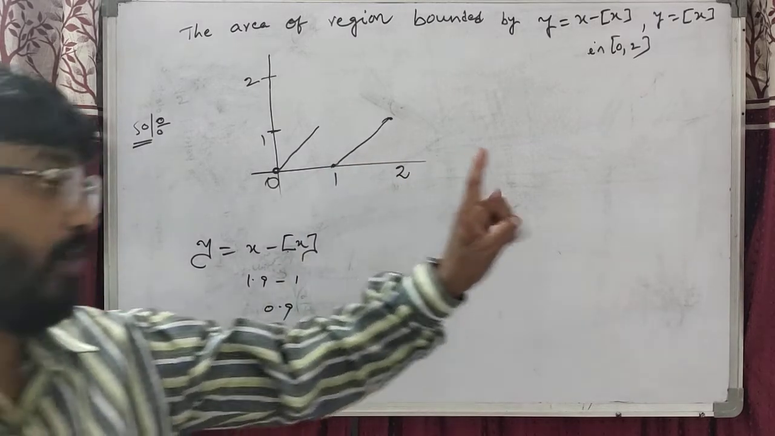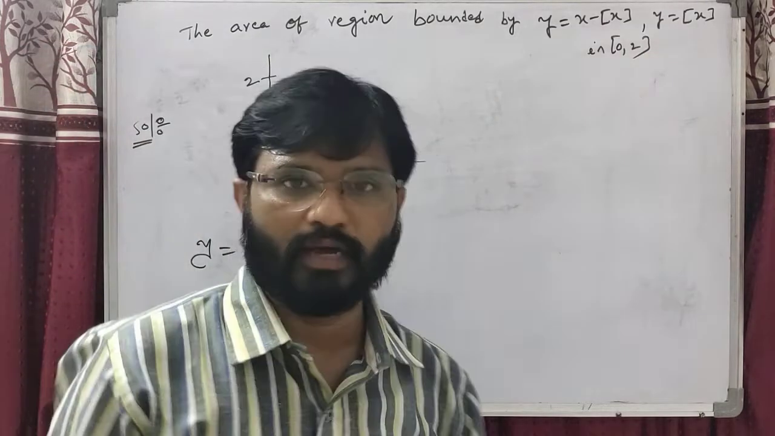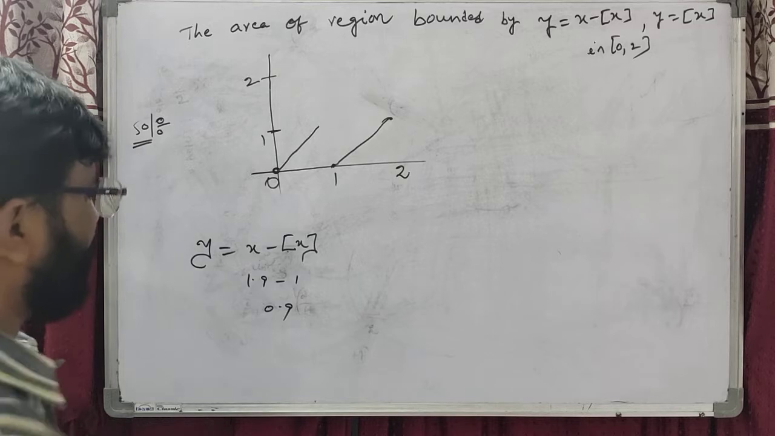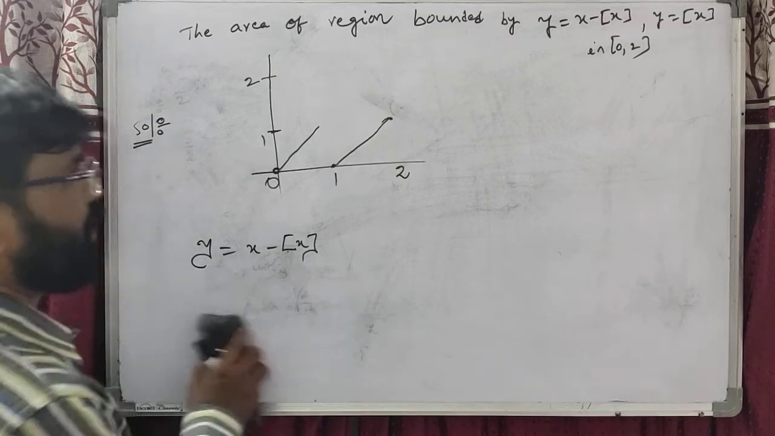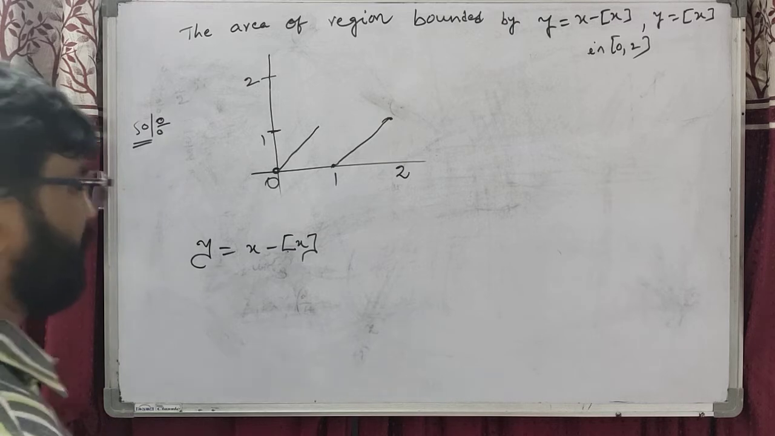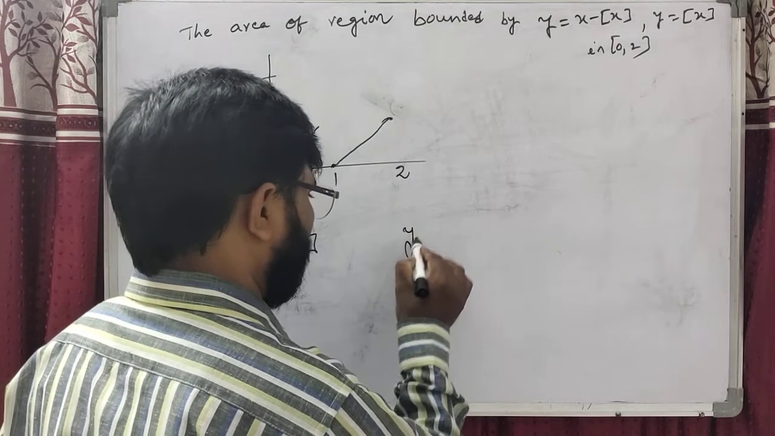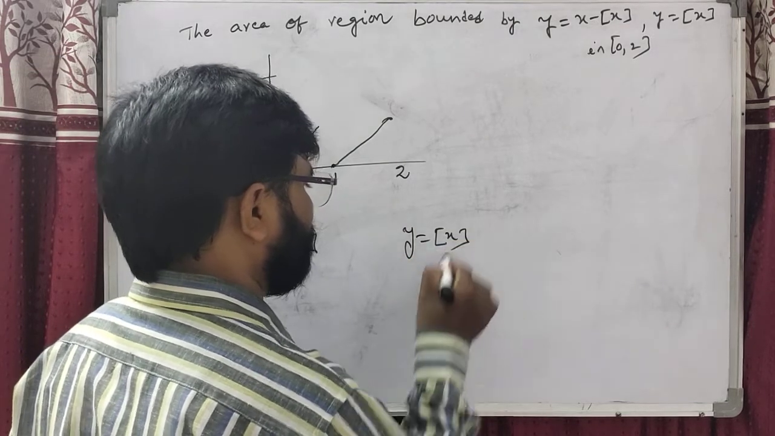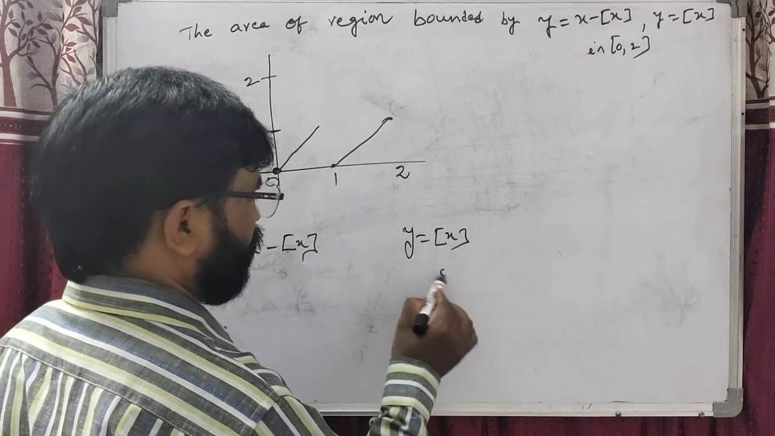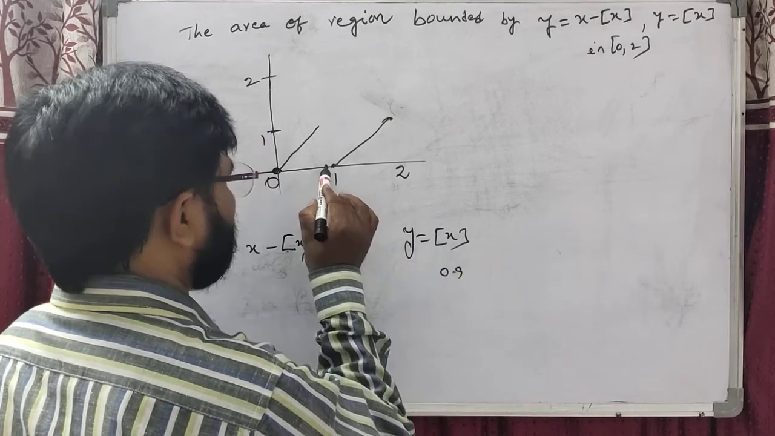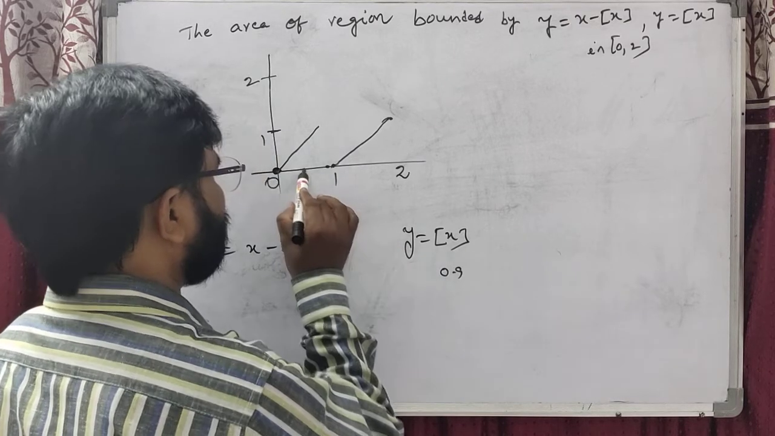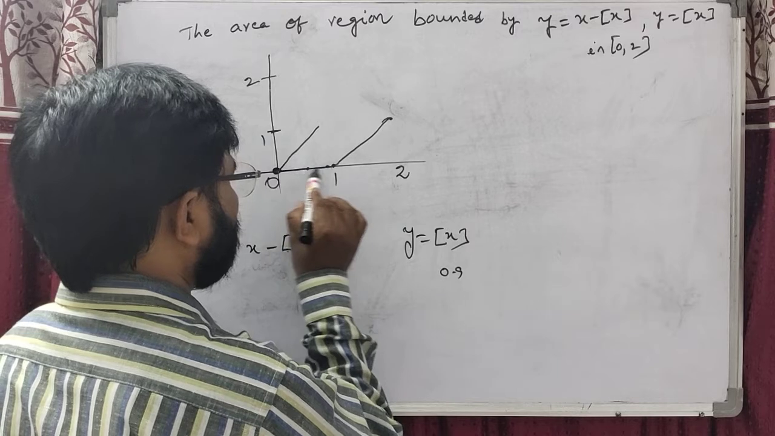This is the graph of x minus step x in the interval 0 to 2. Now draw the graph of y equal to only step x. Dear students, we take 0, 0. We take, suppose, 0.9, then it is also 0. So 0.5, suppose 0.